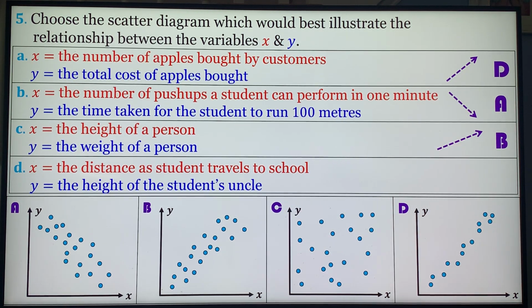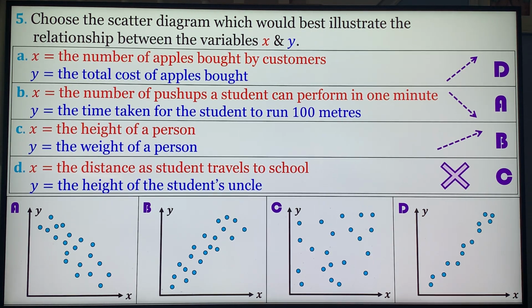Distance a student travels to school and the height of their uncle. So the farther away from school you are, typically the taller your uncle is, right? No, not at all. It doesn't have anything to do with each other. There's no correlation whatsoever. The answer is C.